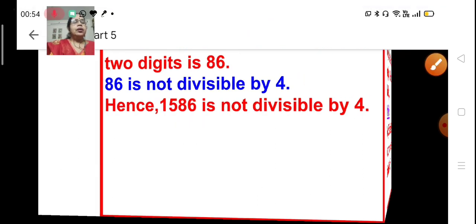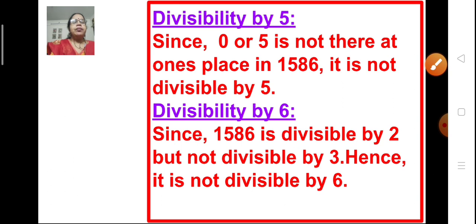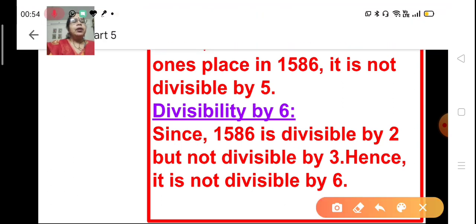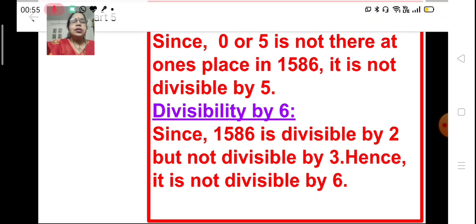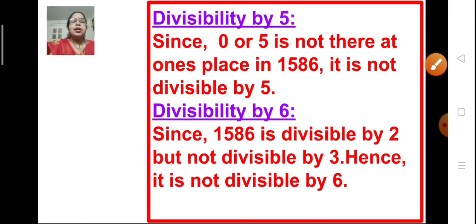Now let's check the divisibility by 5. We can see in this number in ones place we don't have 0 or 5. So the number is not divisible by 5. Divisibility by 6. This number we have checked earlier that it is divisible by 2, but it is not divisible by 3. And for the number to be divisible by 6, it should be divisible by both 2 and 3. So this number is not divisible by 6 because it is not divisible by 3.